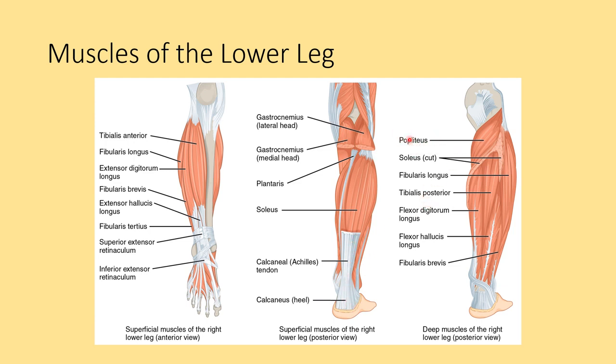Popliteus, the name of that should help tell you that it's going to be passing over the back of the knee. And then the soleus, now they've cut that, and underneath you've got tibialis posterior. These are all deeper. So here are your superficial muscles, here are your deeper muscles.